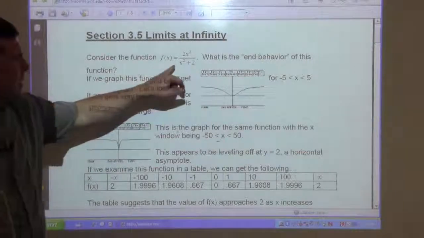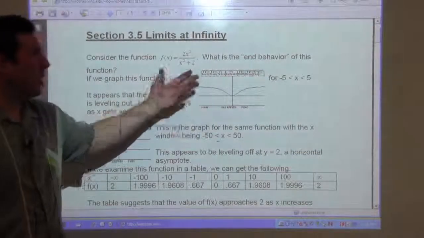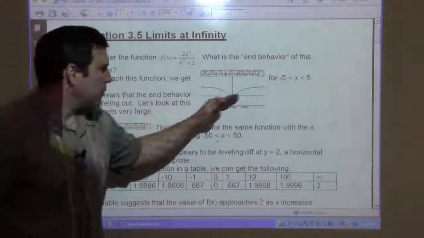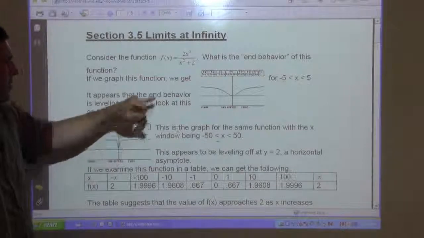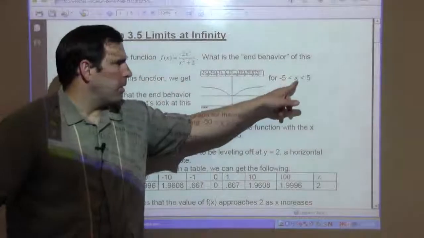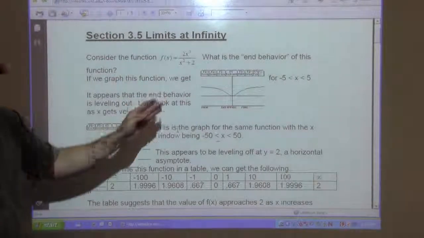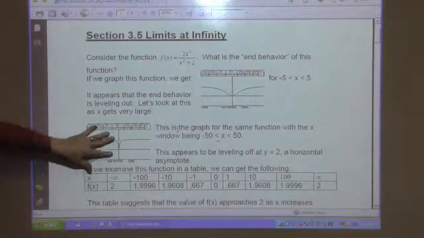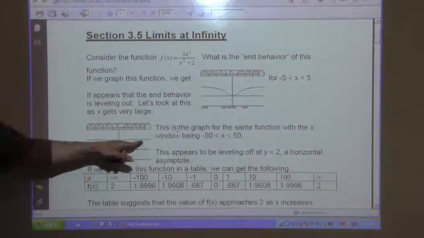Consider the function f of x equals 2x squared over x squared plus 2. What is the end behavior of this function as x gets really big? If we graph this function, we get this kind of shape for x between negative 5 and 5. It appears that the end behavior is leveling off, so let's look at as x gets larger. So in this graph, we see x being between negative 50 and 50.